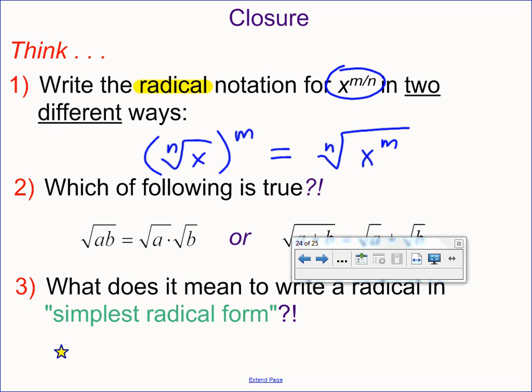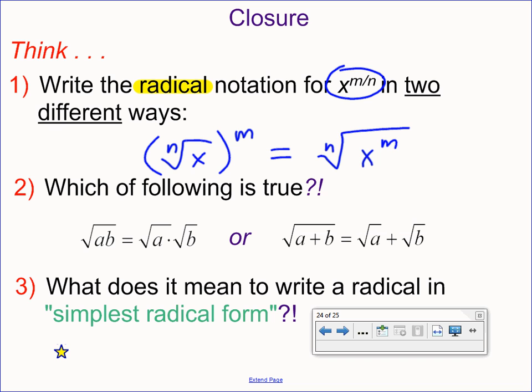Absolutely. All right. Which of the following is true? First or second? Jackson? Good. The first one, the product property holds true for radicals. There is no sum property for radicals. Don't do that. Don't do this. This does not equal that. Good heavens. No way, Jose.